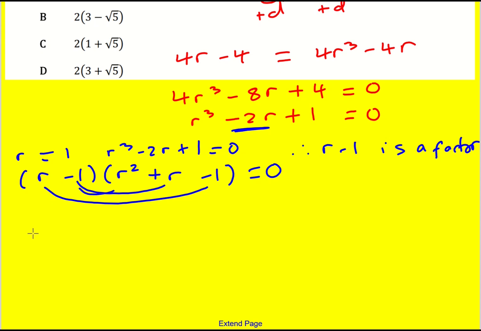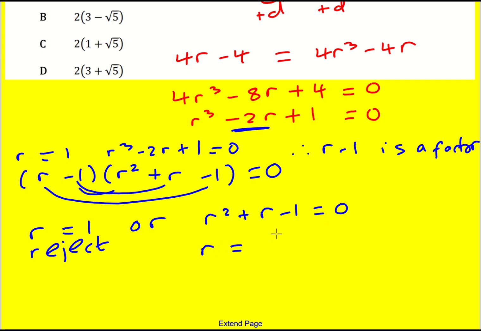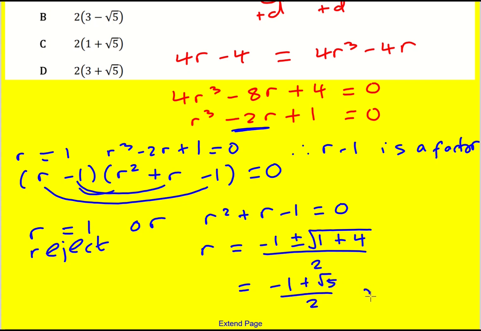So either r equals 1, or, because this doesn't factorize nicely, r squared plus r minus 1 equals 0. By the way, we're going to reject r equals 1 because we were told at the start that r had to be between 0 and 1. So let's solve this using the quadratic formula. Minus 1 plus or minus the square root of 1 minus 4 times 1 times minus 1, that's a plus 4, square rooted, all over 2. Let me write them separately: minus 1 plus root 5 over 2, or minus 1 minus root 5 over 2.